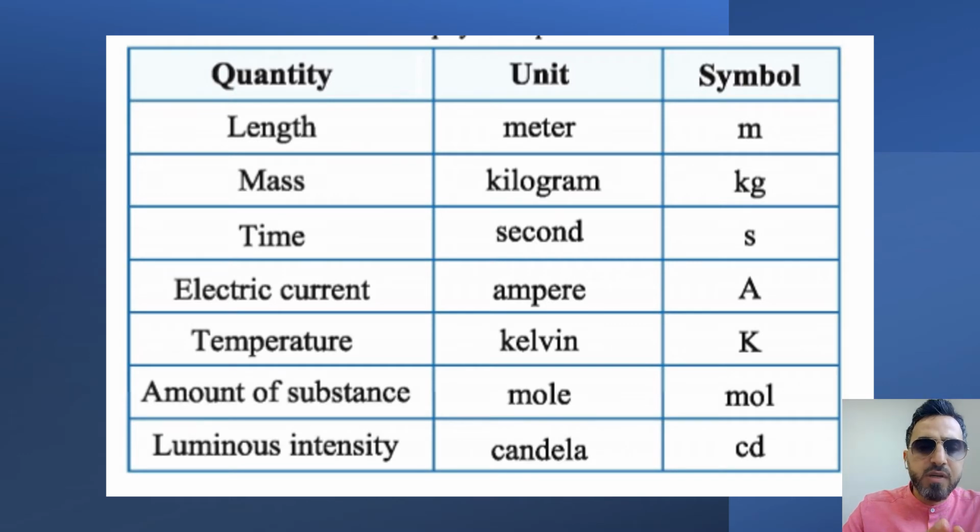There are 7 basic units. The first one is the meter, represented by small m. The second is the kilogram, represented by kg, and the quantity is mass. The third unit is the second, which in general we use for time. Electric current is the quantity, and its unit is the ampere, capital A.